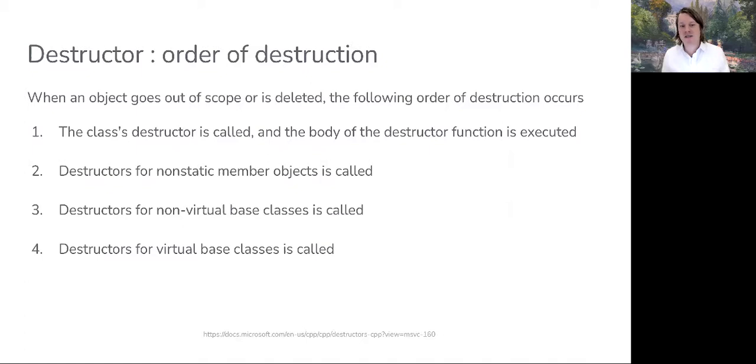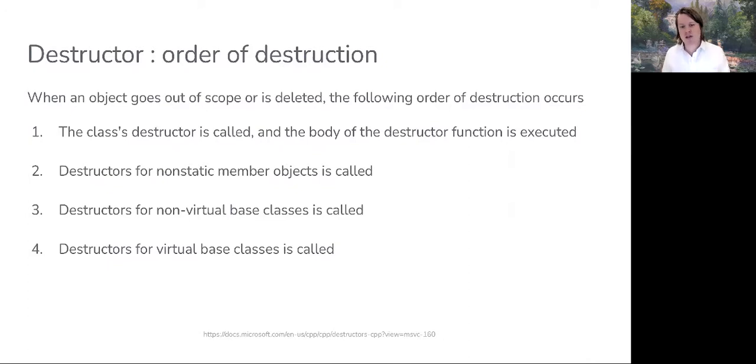Then destructors for non-static member objects are called. So this could be, let's say, the type you've defined owns a standard template library vector. That's one of its data members. So directly after the destructor has been called on an object of this type you've defined, the next thing that's going to happen is the standard template library's vector that your object owns is going to have its destructor fire off.